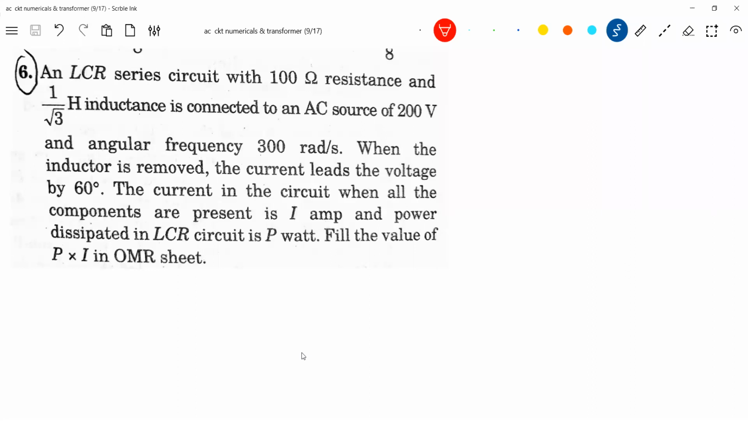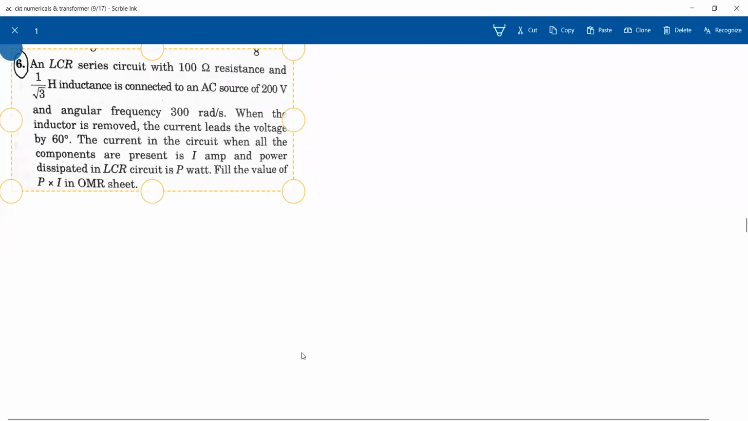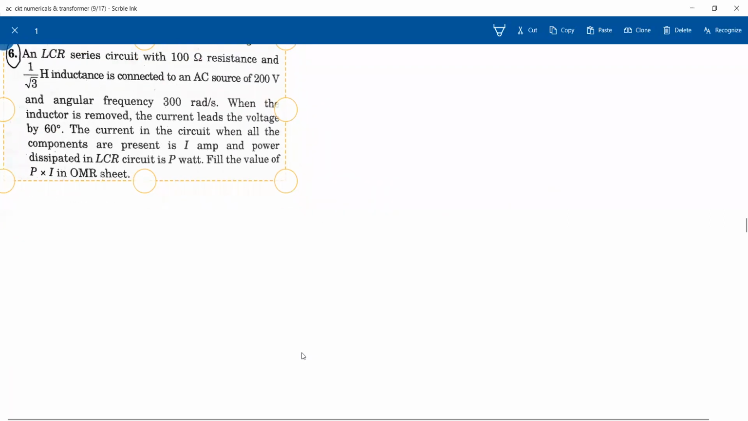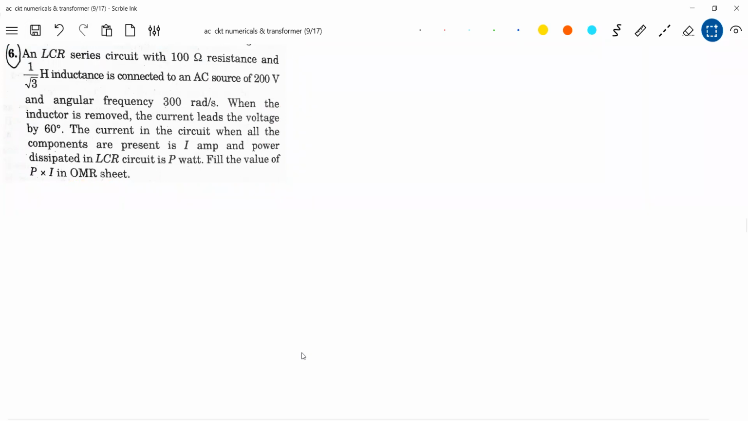The question says that when the inductor is removed, the current leads the voltage. It will become an RC circuit, no? Yes, it will be. And the phase angle of the circuit is given. I'll make it a little bit smaller. Let's begin like this.